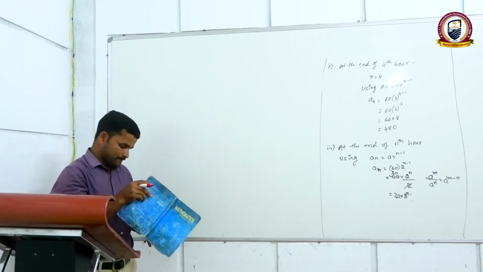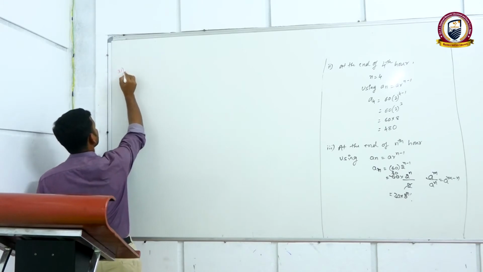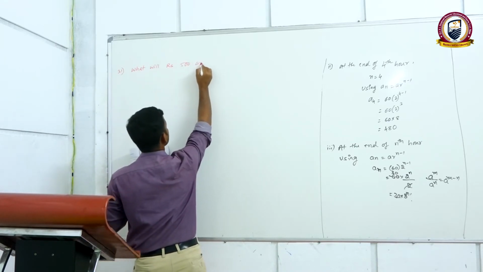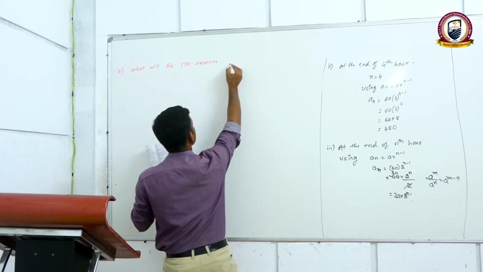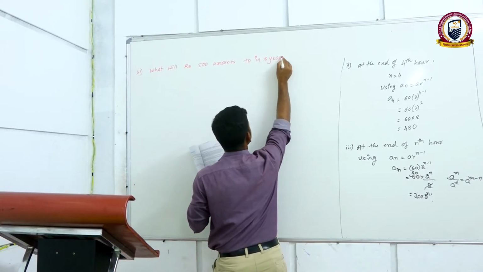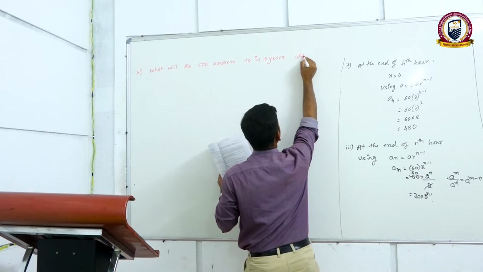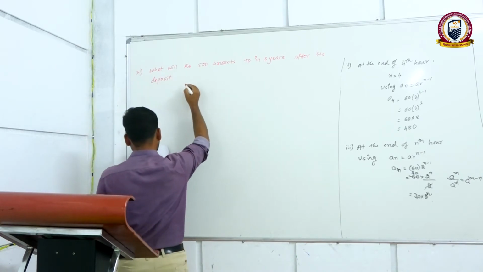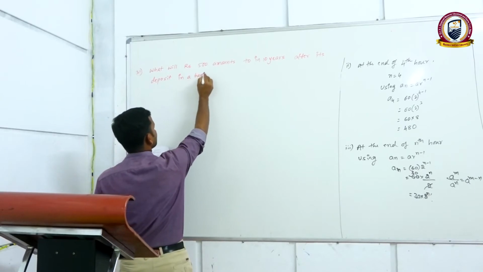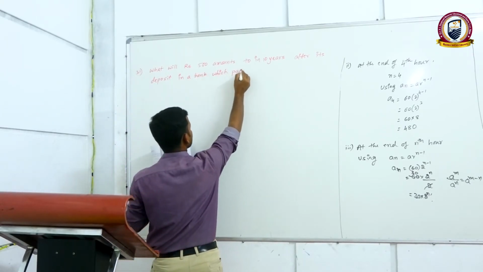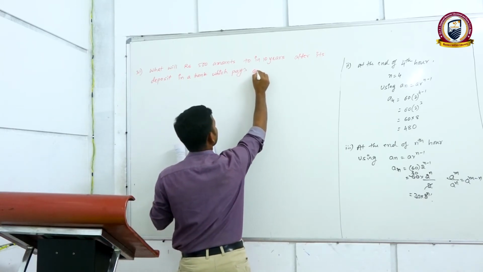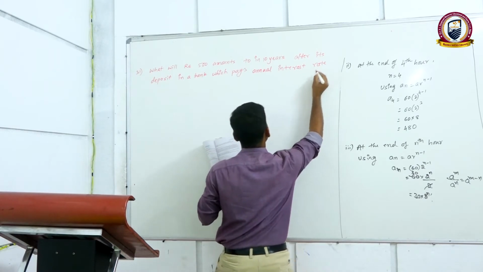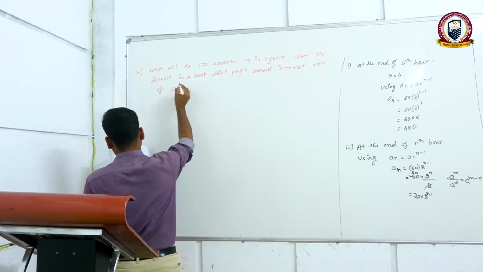Problem number 31 is: what will Rs 500 amount to in 10 years after its deposit in a bank which pays an annual interest rate of 10% compounded annually.